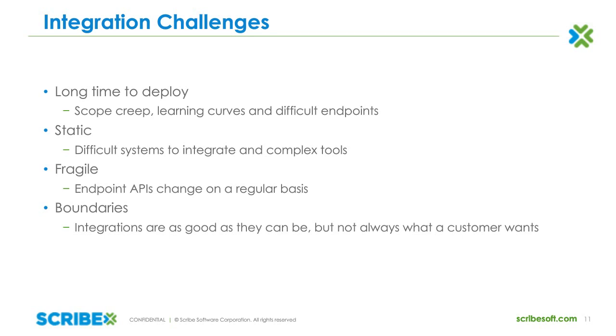We also find that integration today is pretty fragile. Endpoint APIs change on a regular basis. Most cloud applications update their API on a quarterly basis, and they might not have any guarantee to their customer that that API change isn't going to break an integration that they currently have hard coded. And there are certain boundaries too with integration. They're as good as they can be, but they're not always what a customer wants. So when you're thinking about an approach to integration, how can you deliver to the business, and how can you continue to build out on that integration over time and scale it?